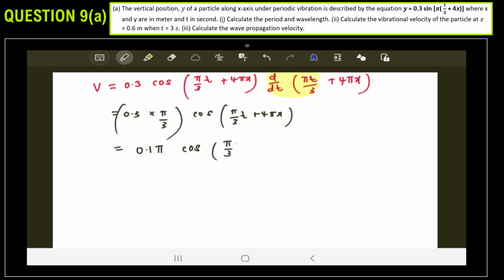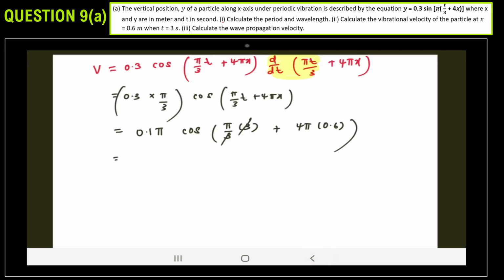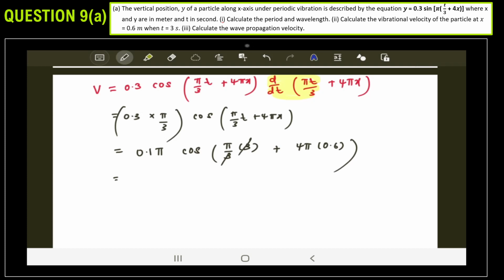At t is equal to 3 seconds, we can straightly substitute 3 plus 4 pi, and x is equal to 0.6. You can use your calculator, and make sure your calculator is in radian mode, not in degree. So with 0.1 pi, here we will get negative 0.30902, and the answer is v equal to negative 0.097 meter per second.